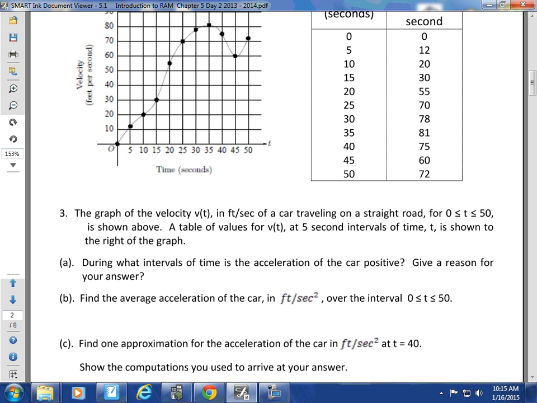If this is the velocity, let's consider the acceleration for a minute. You know what? This is a velocity. It's a derivative. Let's sign test it.